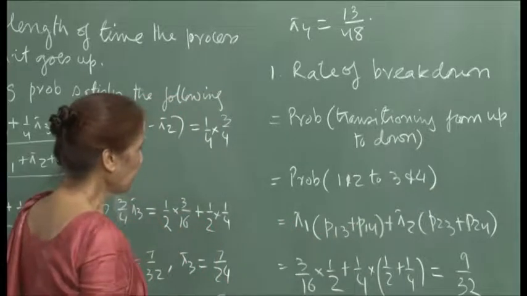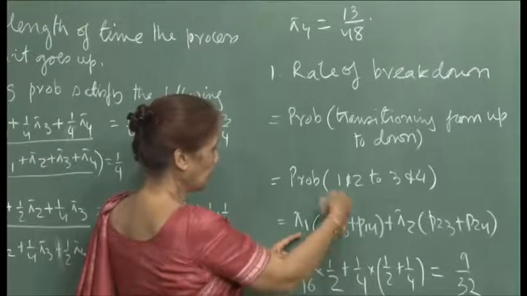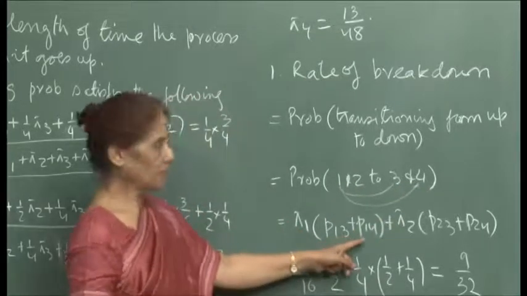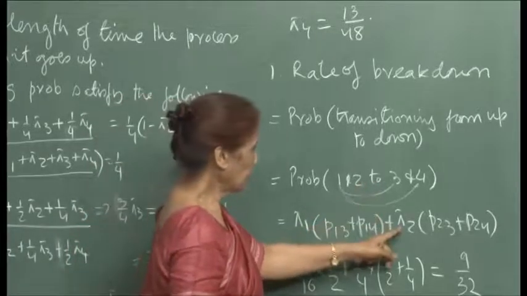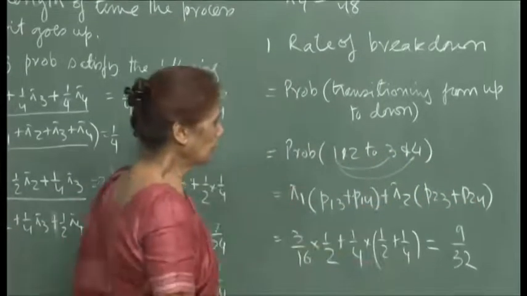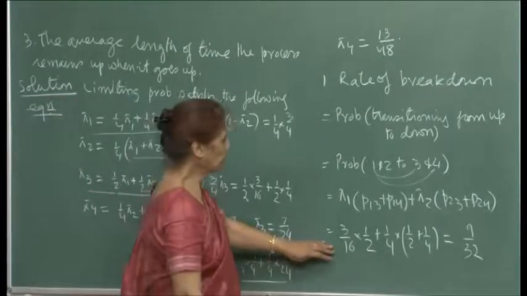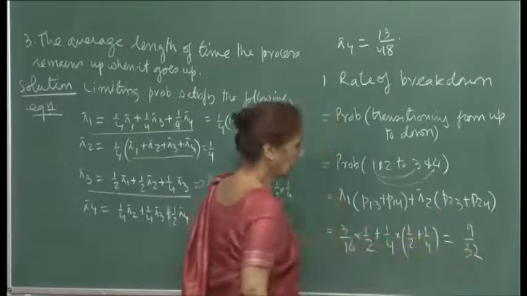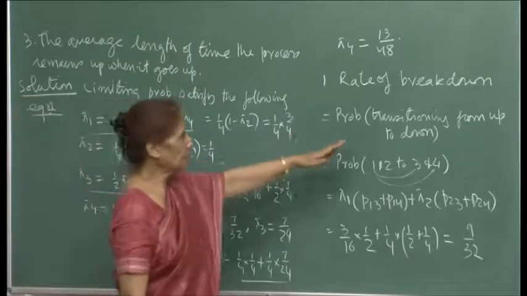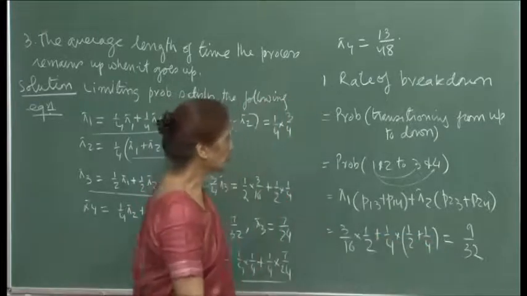So, if you are in state 1, that is a probability into your transition from 1 to 3 or 1 to 4. Okay. So, that is P13 plus P14, right? And if you are in state 2, then the transition from up to down is P23 plus P24. Okay. So, we have all these numbers, and the probability, the rate of breakdown, will be 9/32. Right, because any one breakdown or two breakdowns, whatever it is, going from up to down, the probability is 9/32, right, and that is your rate of breakdown.